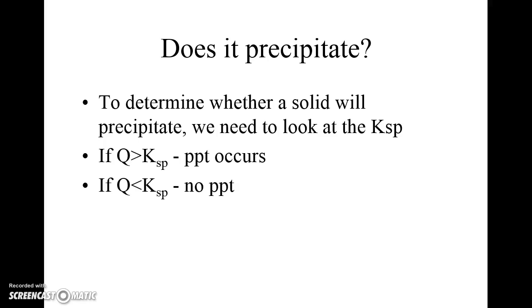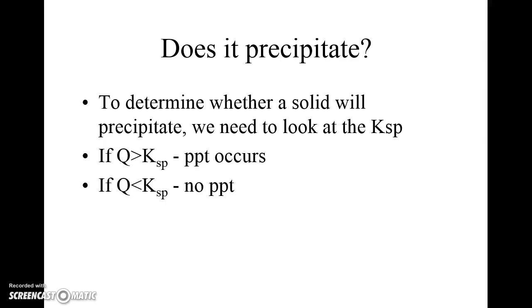Okay, our last type of problem is looking to see whether a precipitate occurs if we have enough ions in solution to actually cause a precipitate. To determine whether a solid will precipitate, we need to look at the Ksp. If Q, which is our Ksp expression at any conditions other than equilibrium, is greater than Ksp, a precipitate occurs. And if Q is less than Ksp, there's not going to be a precipitate.